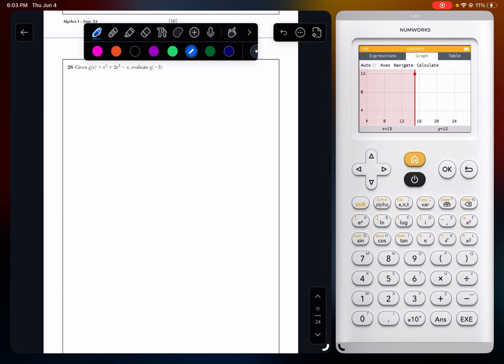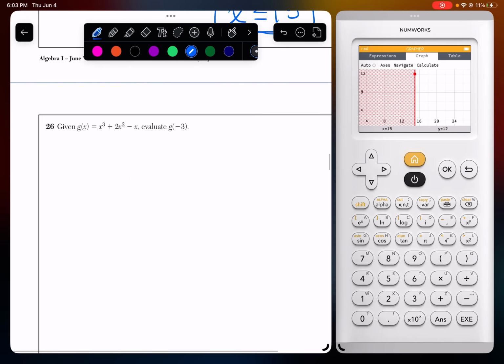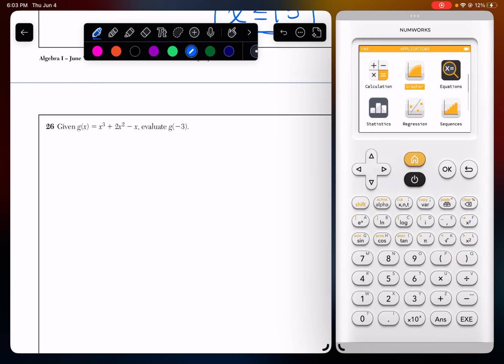Moving on to question 26. Question 26, given g of x equals x to the third power plus 2x squared minus x, evaluate g of negative 3. So in this question, we are given a function. We are asked to evaluate. We are not solving. This function is a rule where we have lots of inputs that give us lots of outputs. They gave us a specific input, and all we're going to do is substitute that in to find the output.